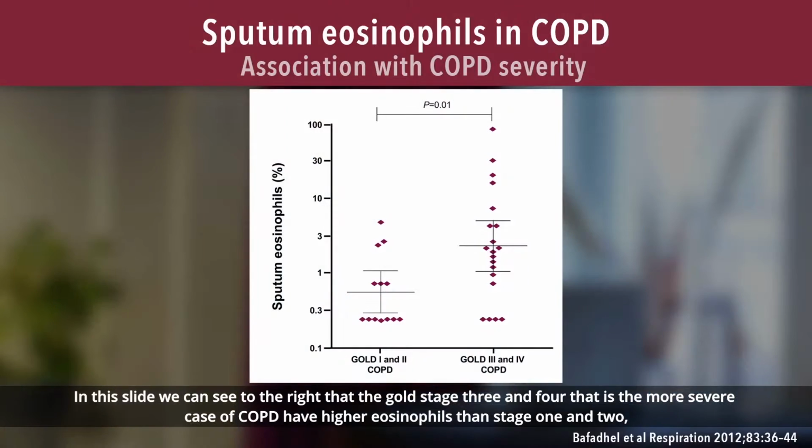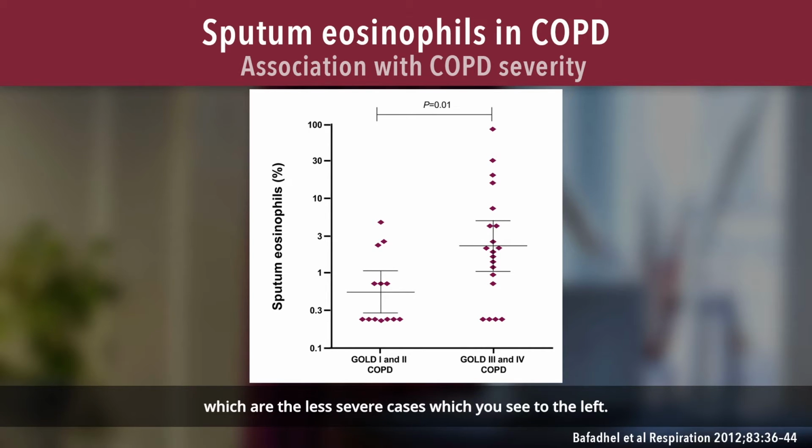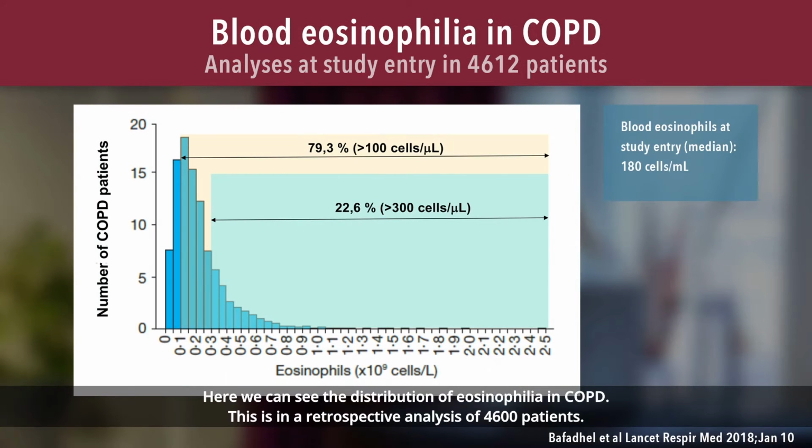In this slide, we can see to the right that GOLD stage 3 and 4, the more severe cases of COPD, have higher eosinophils than stage 1 and 2, the less severe cases, which we see to the left. Here we can see the distribution of eosinophilia in COPD.